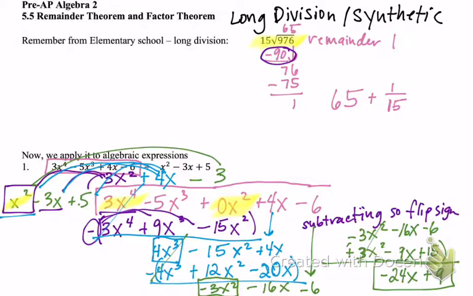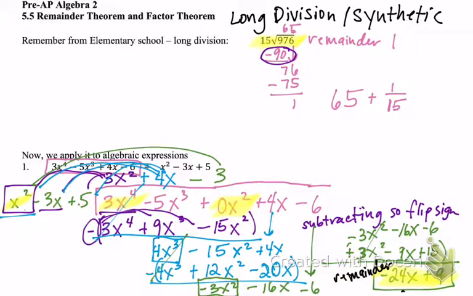So this answer right here, this is as far as I can divide. This becomes my remainder, because x squared will not go into x. You're not going to use any negative exponents. So this becomes my remainder.